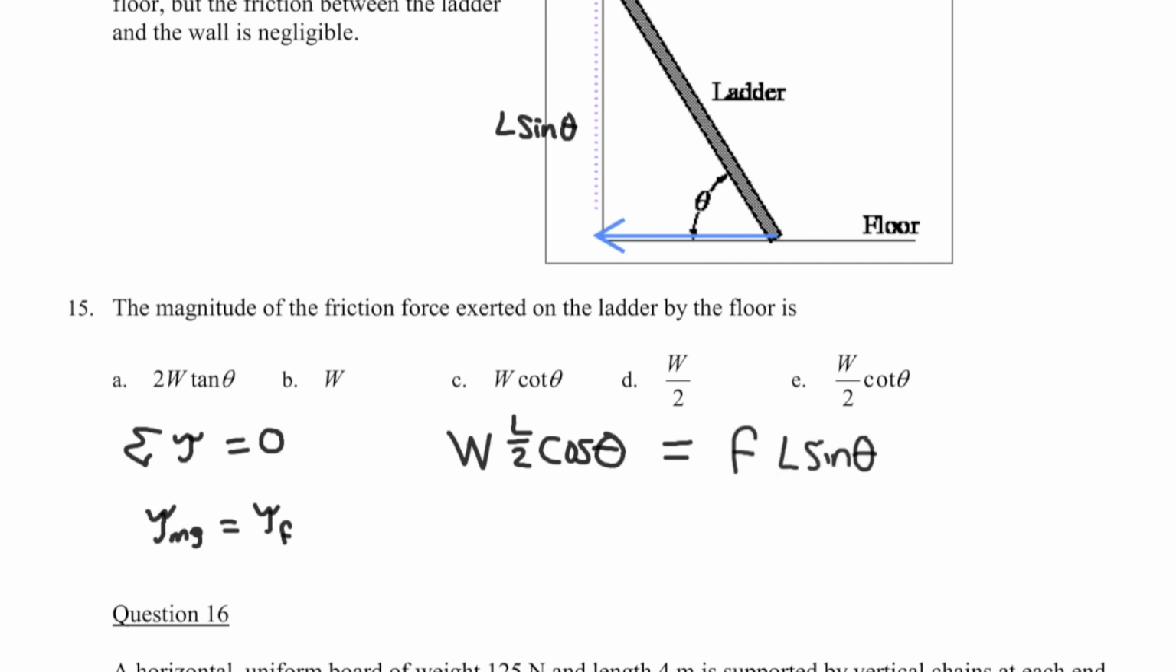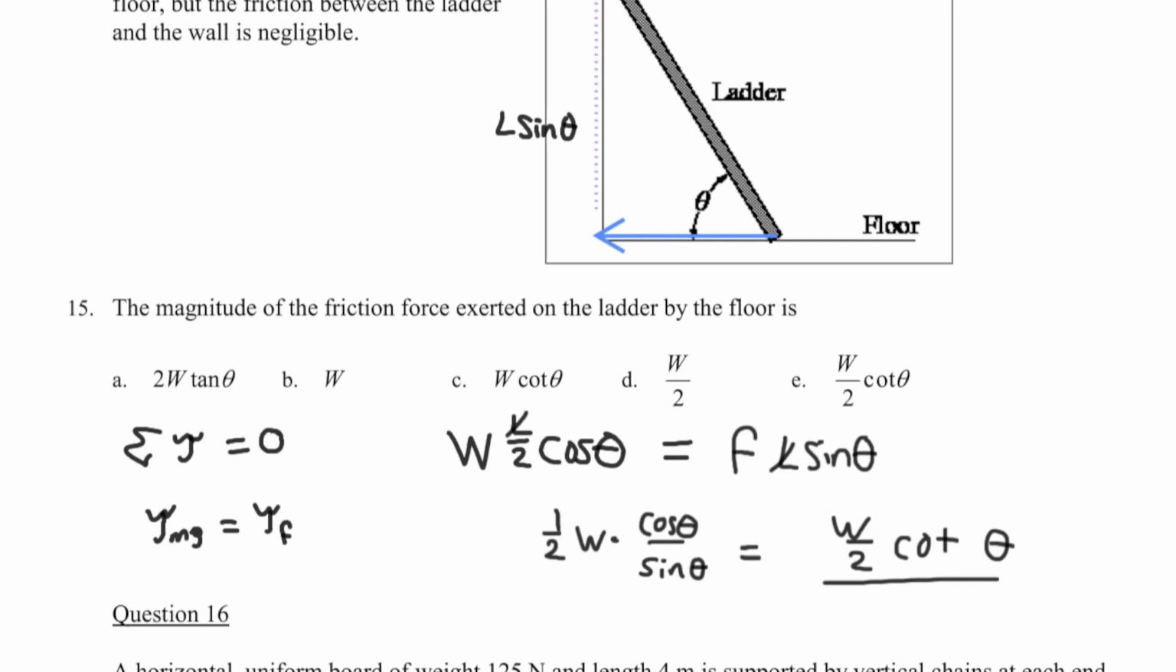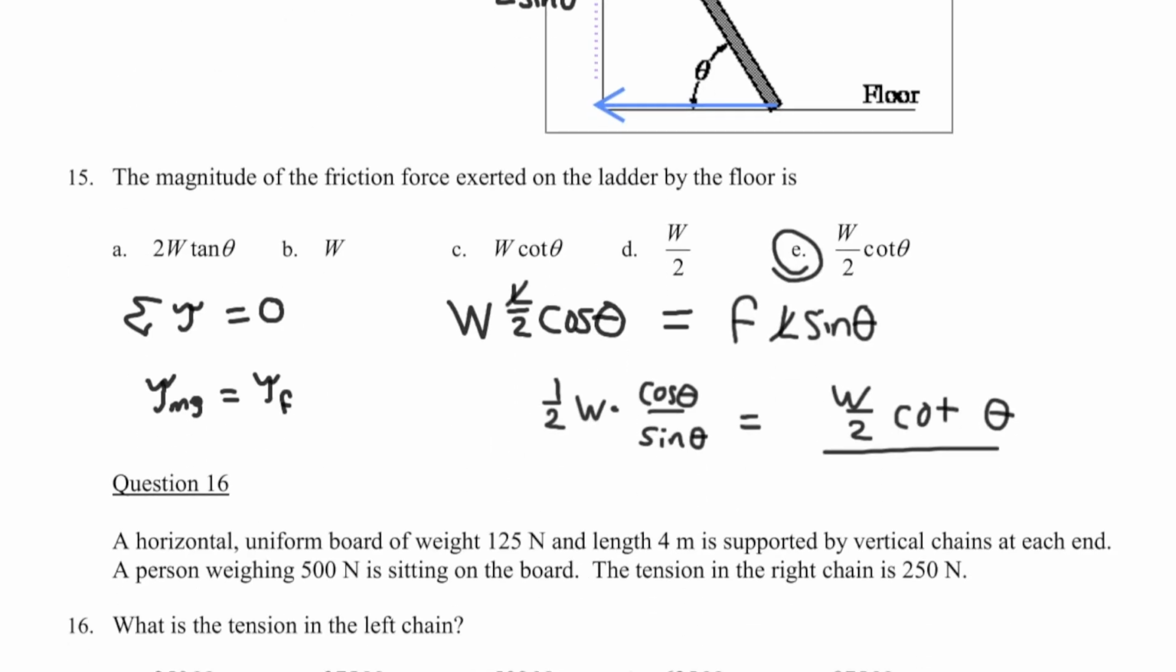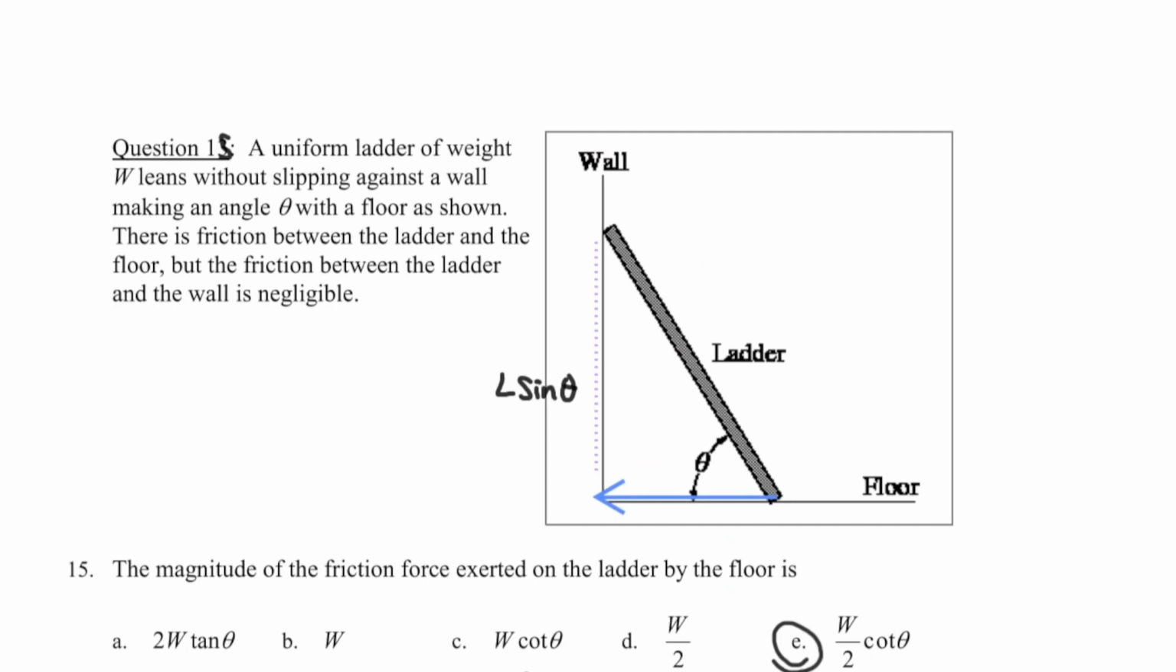So friction force, after canceling the L, is just going to be 1/2 W times cosine theta over sine theta, which is cotangent. So we get W over 2 times cotangent theta. So this is a very hard one. If I were to rate this in terms of the multiple choice questions with torque, this is one of the hardest ones that I think I included, because you got two different lever arm situations.